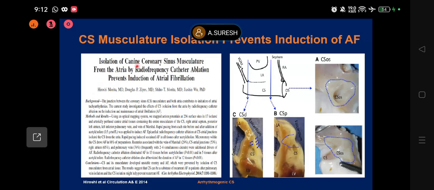Then in 2014, canine models were studied, and isolation of the canine model was done. These canines were induced with unstable atrial fibrillation because of re-entry, and when the coronary sinus was completely isolated, it prevented recurrence of atrial fibrillation. So this was a paper done in 2014.